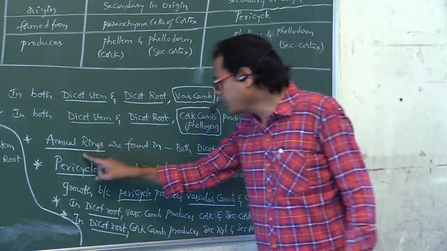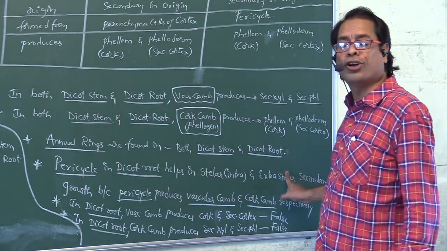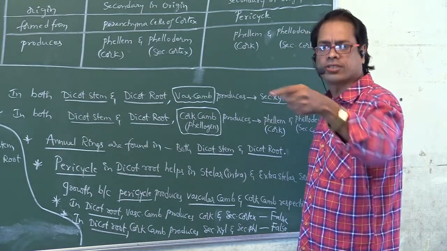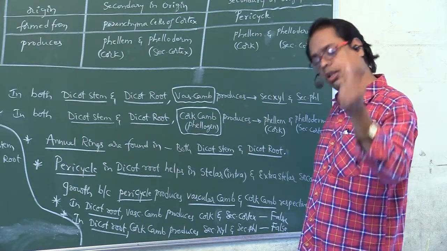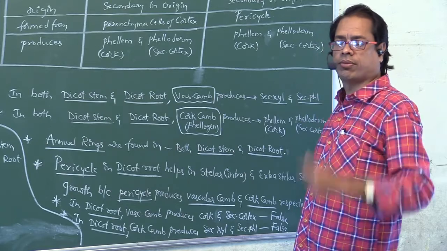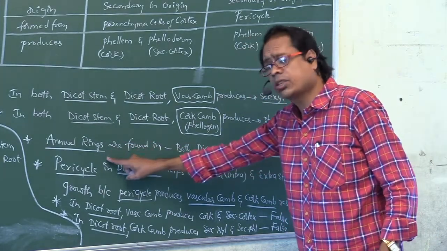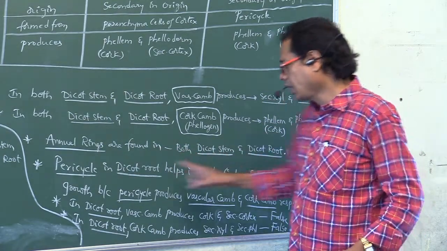Annual rings are found in both dicot stem and dicot root. Do you find annual rings in dicot root? Yes. Why? Because annual rings are also formed in dicot root, same as in dicot stem. So annual rings are found in both dicot stem and dicot root.